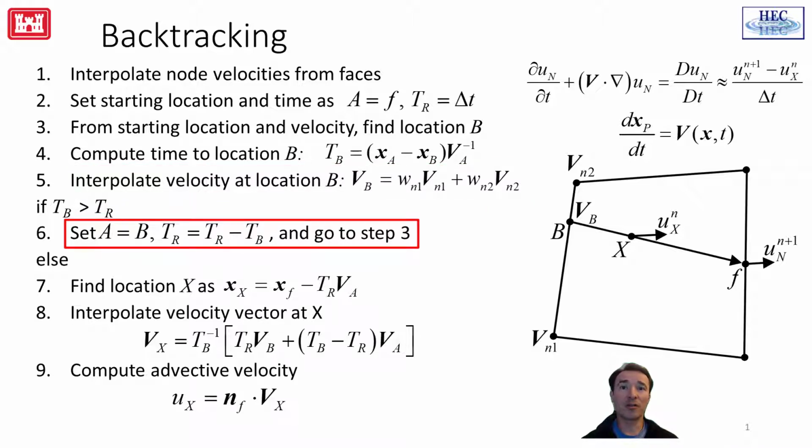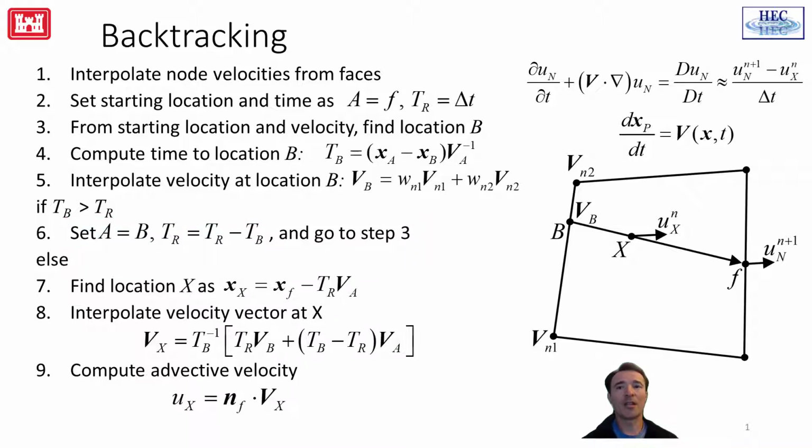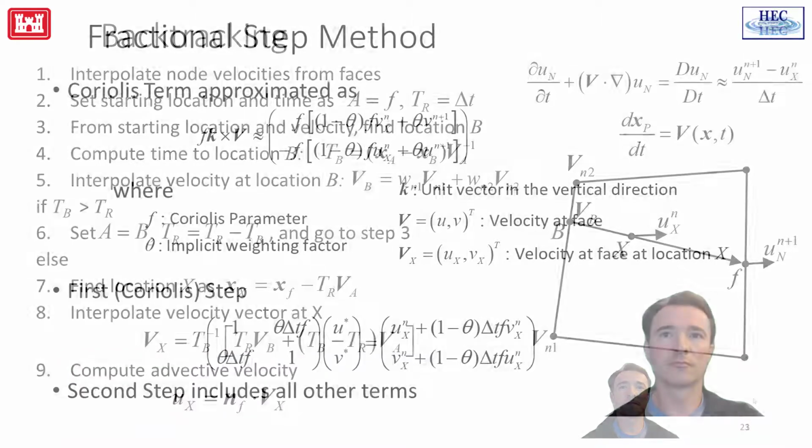If T sub B is greater than the remaining time, the particle has crossed into a neighboring cell, and B is set to the new starting location, and T sub B is subtracted from the remaining time. If T sub B is less than the remaining time, the particle is within the current cell. In this case, the location of x is computed as shown. The velocity of x is interpolated from the velocities at A and B. And finally, the face normal advective velocity is computed as the dot product of the face unit vector and v sub x.